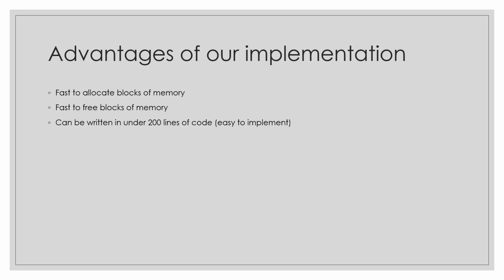So what are the advantages of our implementation? It's fast to allocate blocks of memory. We're not relying on linked lists here. We're just setting indexes in an array. These can be calculated very quick on the processor because it's essentially just a multiplication. The size of the data type for our array multiplied by the index. It's not difficult. It's also fast to free blocks of memory for the same reason I just mentioned. We go back through the array, we set it to 0. It can be written in under 200 lines. This is easy to implement. I know it sounds complicated, but it's easy to implement.